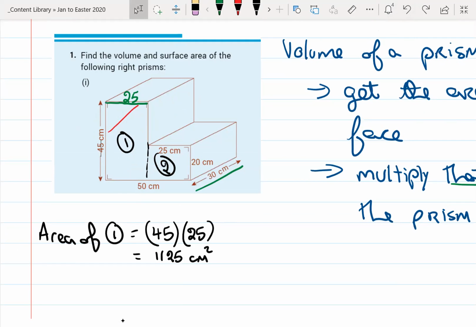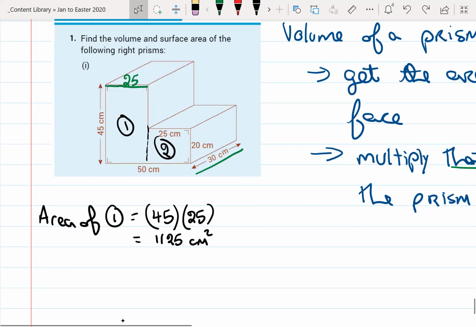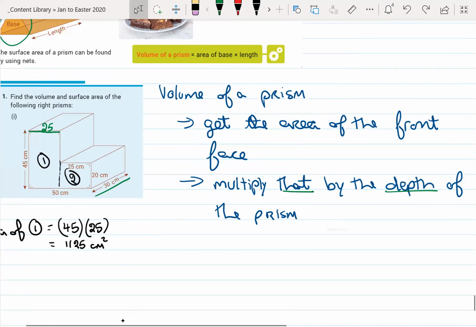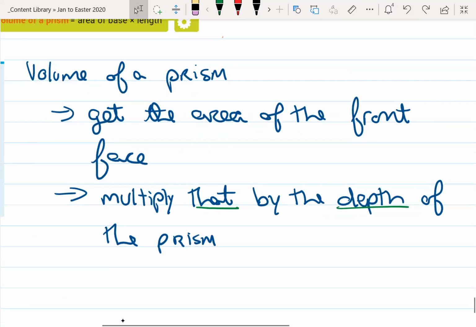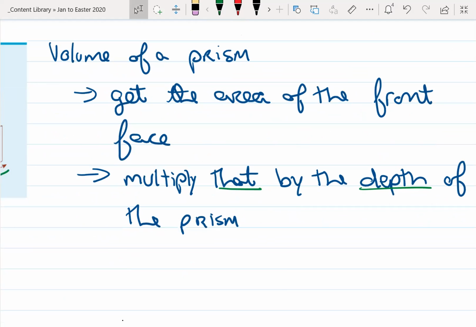I've already started this one, and what are we to do here? We have to get the volume of this right prism. Let's break it down. You can see in the green box here: volume of a prism is the area of the base multiplied by the length. I have a little bit of a different interpretation. It's the same thing, just different language, different words.